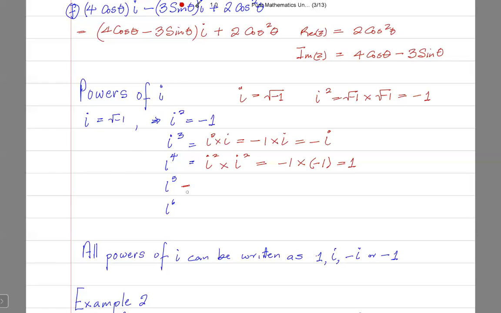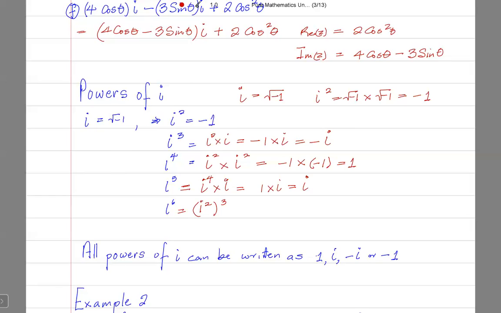I to the fifth, I could say that this is I to the fourth multiplied by I, which is equal to 1 times I, which is just I. I to the sixth, I could say it is I squared raised to the third power.